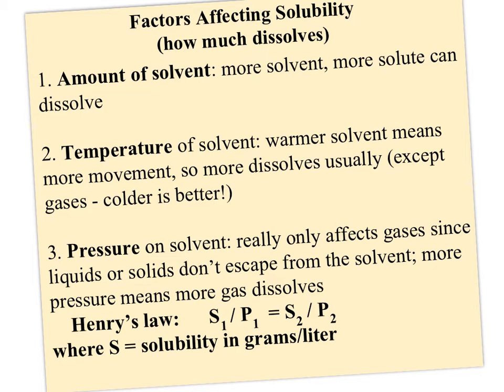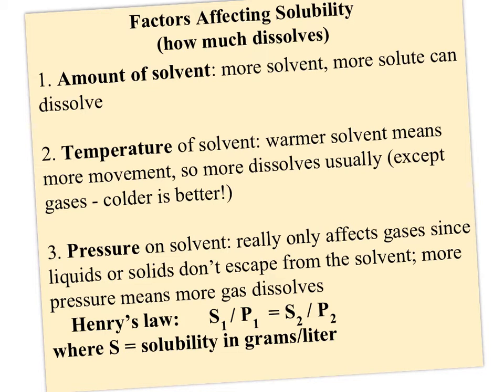So the factors affecting solubility are the 3 things we just discussed. The amount of solvent: the more solvent, the more solute that can dissolve, quite simply because there's more room. There's more space for that solute to spread out into. The temperature of the solvent, and this is because warmer solvent means more movement. So more movement is going to mean more is able to dissolve because the solvent is going to spread out further and there's more space again.